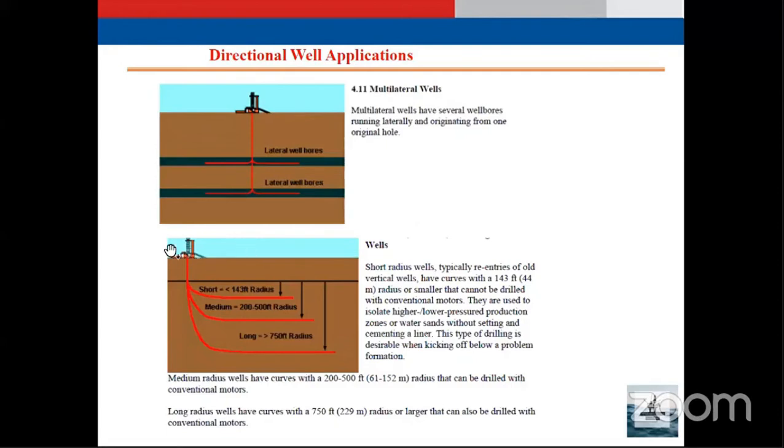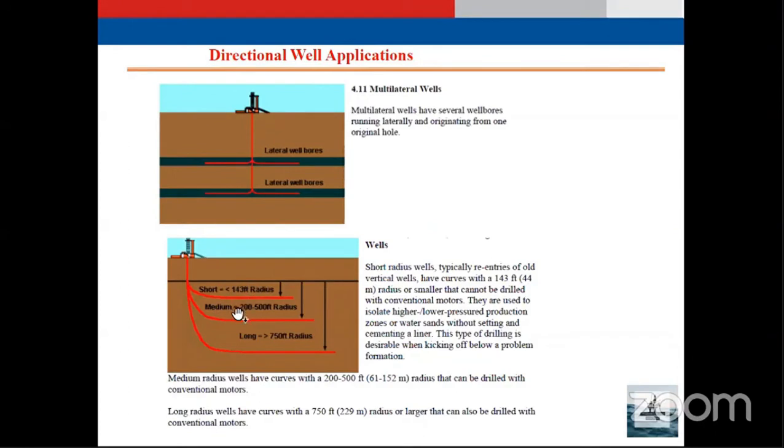Another directional well application, and the last one, is horizontal drilling. Horizontal drilling is drilling vertically, then drilling with a deviating well. It is a directional well, but the angle of deviation is 90 degrees. When it is 90 degrees, it will be a horizontal well. There are three types of horizontal wells: short radius, medium radius, and long radius, according to how many feet are exposed horizontally. We call it short radius if the length of horizontal drilling is less than 143 feet.